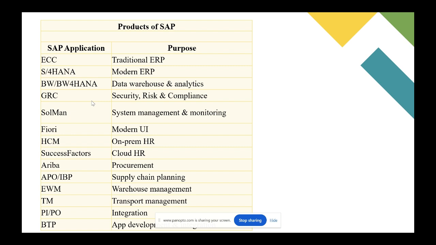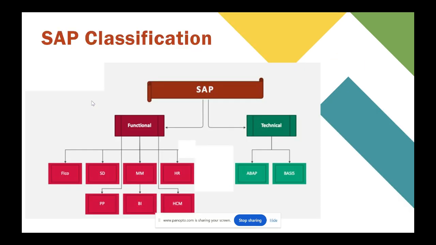Okay, this slide is only for understanding the SAP products. We have SAP ERP as well as many other products of SAP available in the market. Now we'll move to a very important slide, that is the classification of SAP. SAP is broadly classified into two categories, the functional module and the technical module.